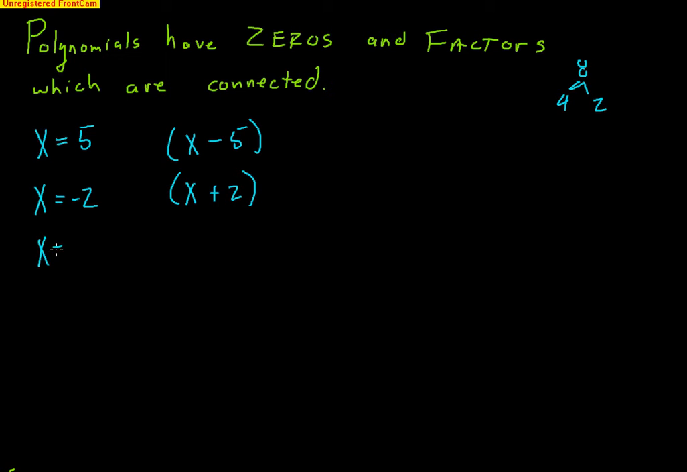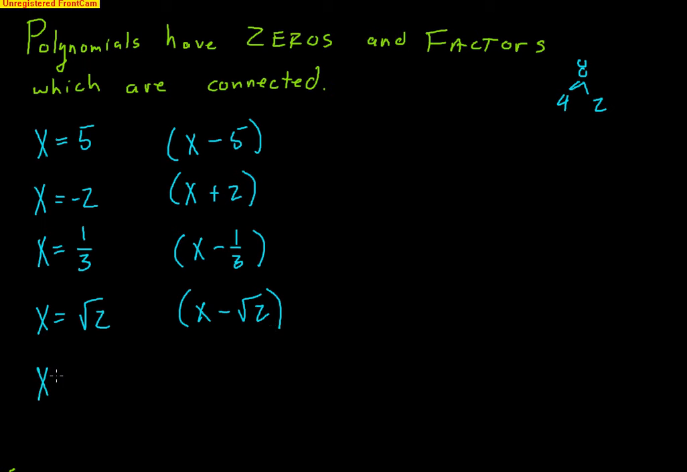Don't be afraid if you see fractions. For example, x equals 1/3. If that is a 0, then x minus 1/3 would be its factor. 1/3 minus 1/3 is 0. Okay? Don't forget about irrational ones. Don't let these scare you. If the square root of 2 is a 0, then its factor would simply be x minus the square root of 2. Not a big deal. Radical 2 minus radical 2 is 0.